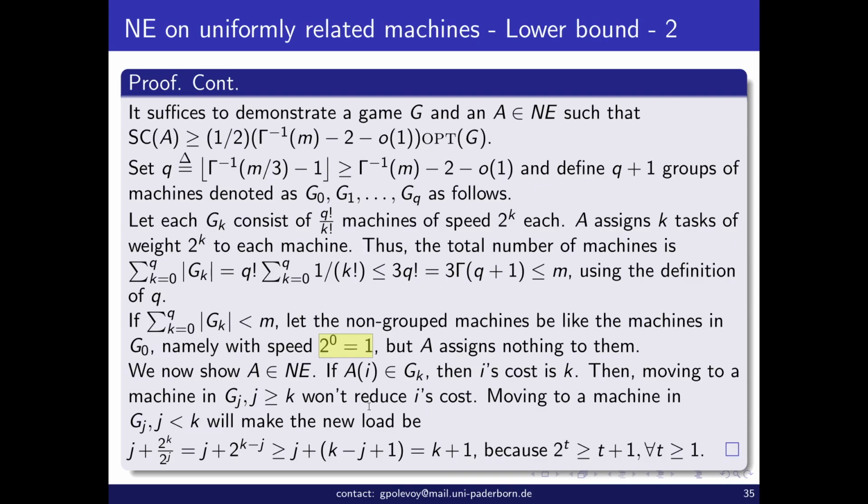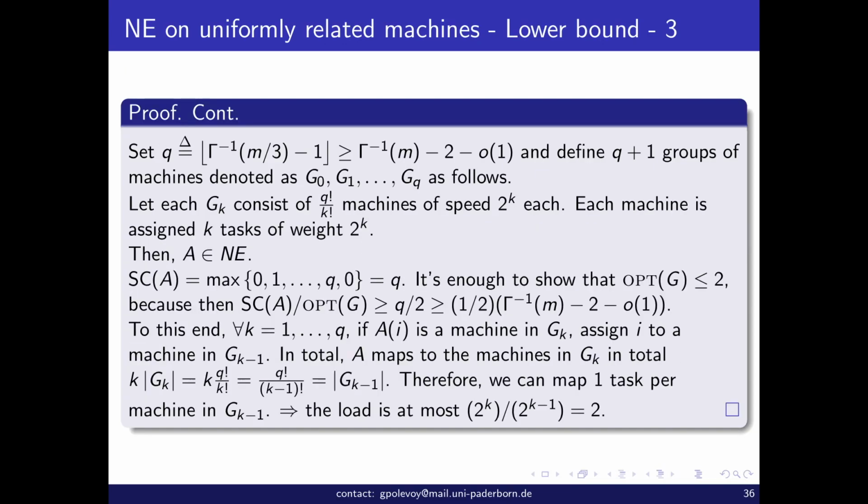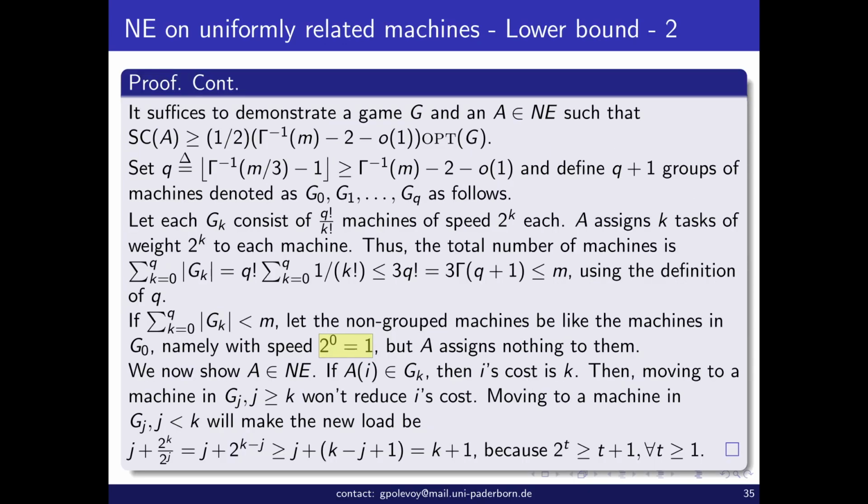Now, I think it's not the last part of the proof. My apologies. It's the penultimate slide. I told you that it's the last one. No, it's the one before. Now, why is this A an equilibrium? We've defined an equilibrium. It's an equilibrium because no player can improve. So let's take some I who goes to some group G_K. As I just said, nobody goes to a machine which is not in a group, so anyway, it goes to some G_K.